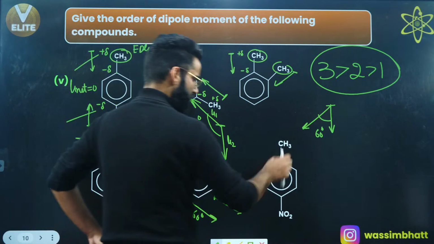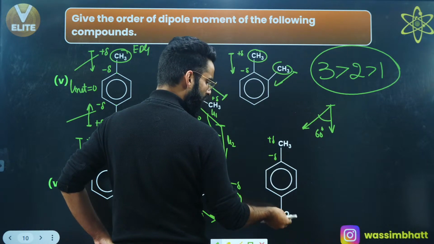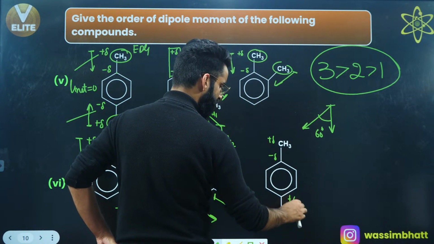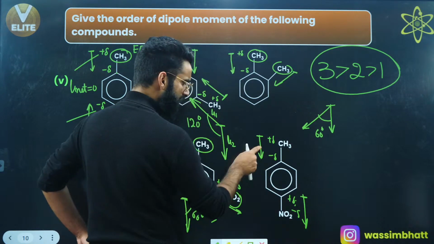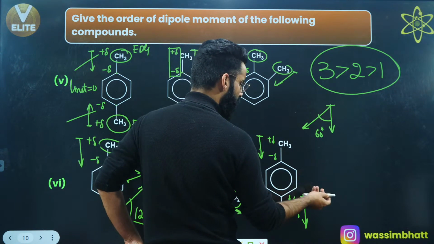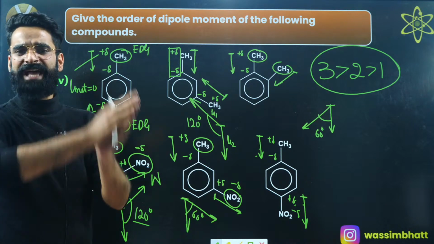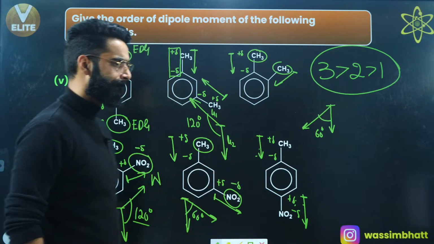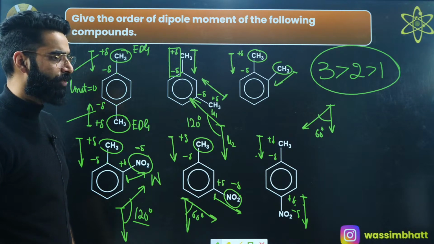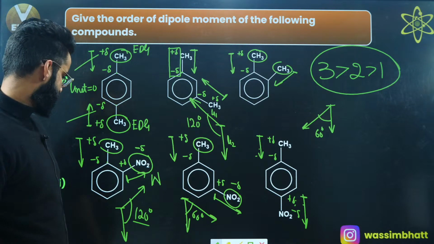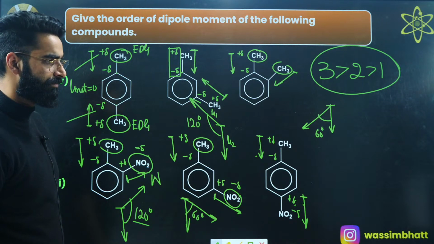Have a look at this one. CH3, electron donating, so delta positive, this is delta negative. NO2, electron withdrawing, delta negative, delta positive. This is the direction of this dipole moment from positive to negative, and this is the direction of this dipole moment from positive to negative. What is the angle between these two vectors? It is 0, right? The smaller the angle between the vectors, the larger the net dipole moment. So where is the net dipole moment maximum? Check it out.